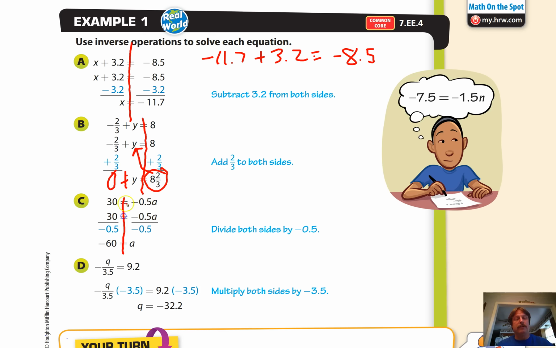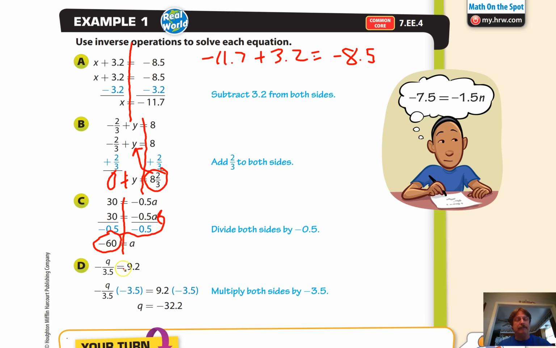Here's another example. 30 equals negative 0.5 times a. Well, with negative 0.5 times a, the opposite of multiplication is division. So this line here becomes our division. I divide by negative 0.5, and what I do here, I have to do on this side. So I take 30 divided by negative 0.5. A positive divided by a negative gives me a negative, and 30 divided by 0.5 would be 60. So if you wanted to prove that out, you put it back into the equation, you do the calculation, and you'll come up with 30.